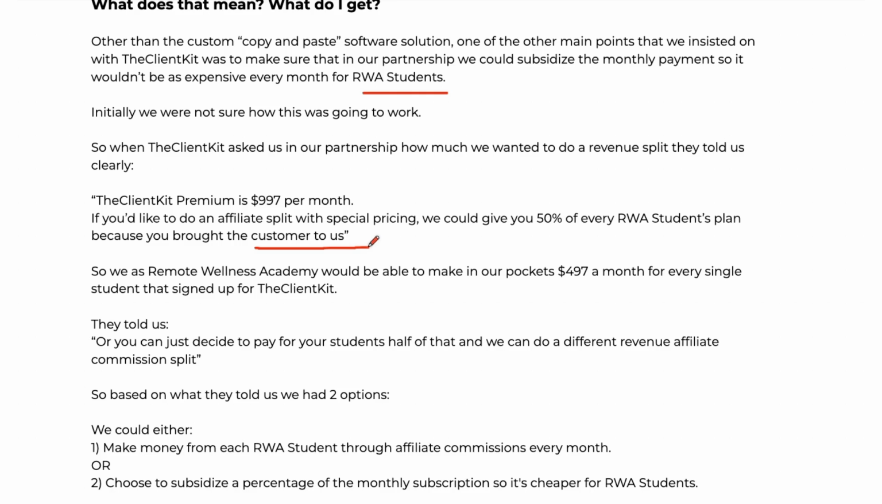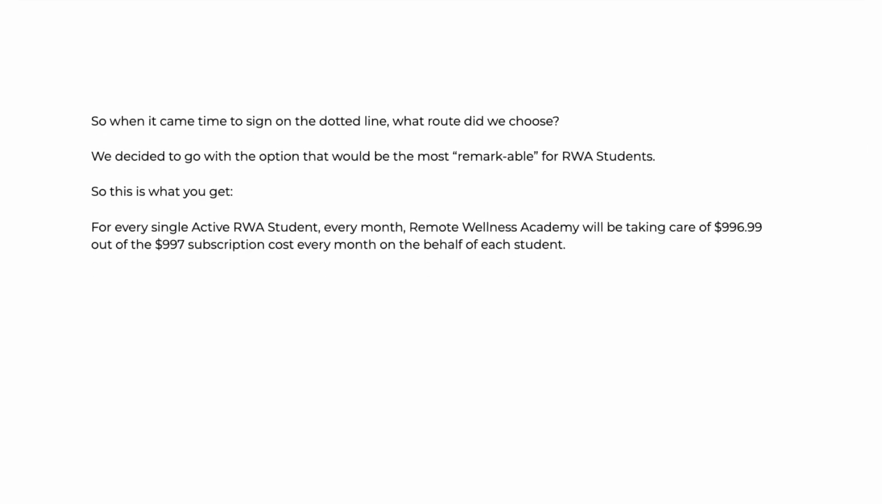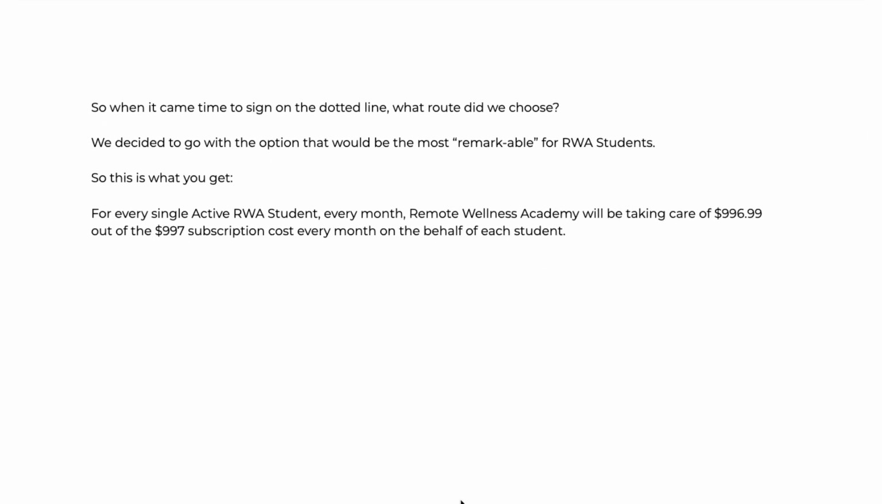So we had two options: make money from each RWA student based off the affiliate commissions, or choose to subsidize a percentage of the monthly subscription, so that it would be cheaper for RWA students. Yes, we would lose out on the commission. We'd have to pay out of pocket, but it would be cheaper for our students, right? Now, those are the options we had. The question is this: when it came time for us to sign on the dotted line, what route did we choose? And so here's the thing.